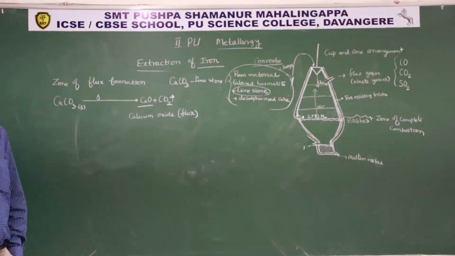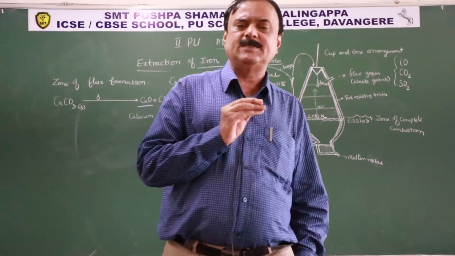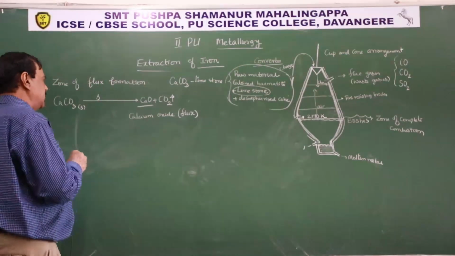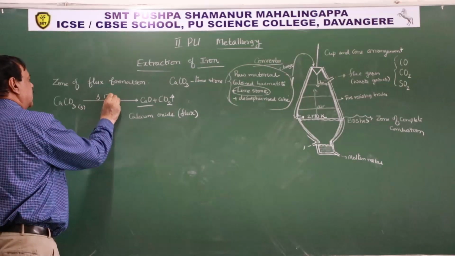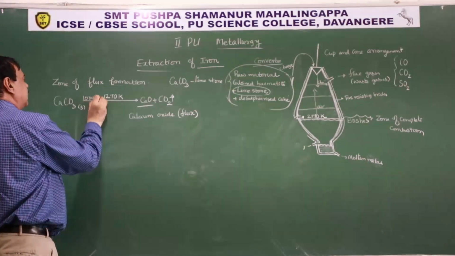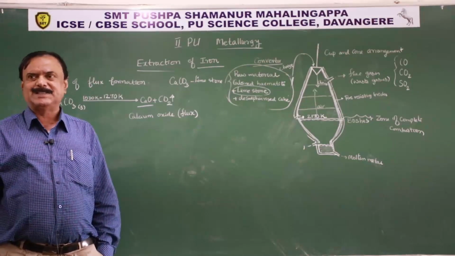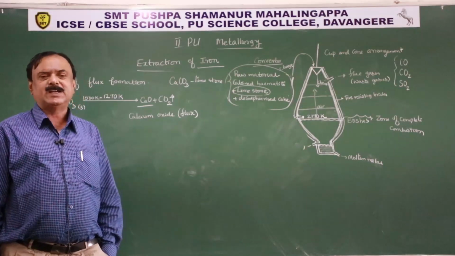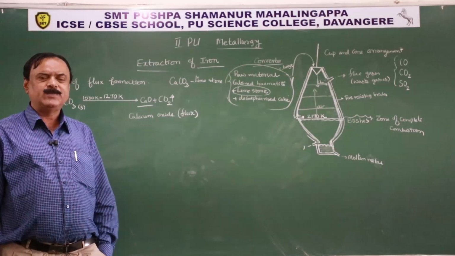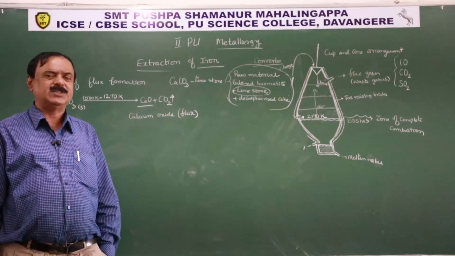Actually, limestone does not directly act as a flux, because it undergoes thermal decomposition at the higher temperature of the furnace, around 800 to 1000 degrees Celsius, that is around 1000 Kelvin to 1270 Kelvin. Limestone decomposes to give off carbon dioxide, and then it gives calcium oxide. That calcium oxide acts as a flux. Therefore, this is called the flux formation zone.